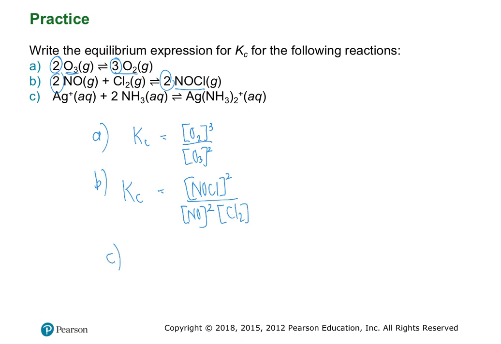Perfect. And then C, I have silver plus 2 ammonias going to this silver ammonia complex. So Kc is going to be concentration of my products, which is the silver ammonia complex, divided by my reactants, and that would be concentration of silver times the concentration of ammonia squared. Perfect.